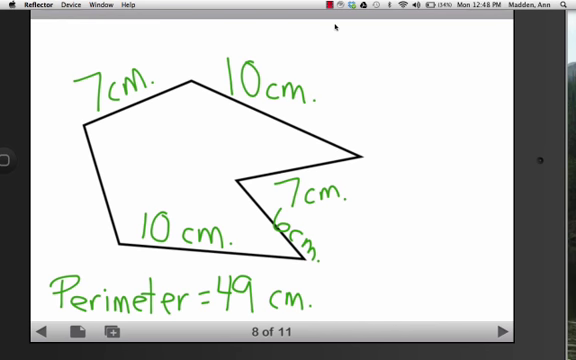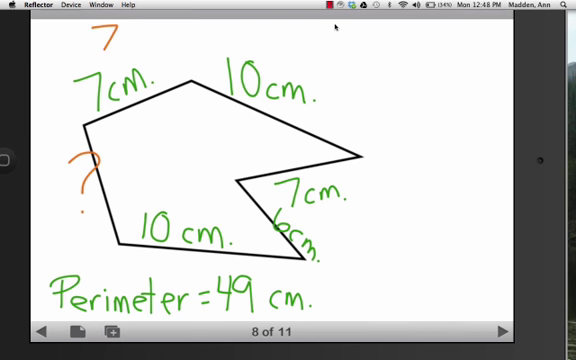Now let's take a look at this one. This has the perimeter already added for you. Do you see what is missing? This side right here is missing. You need to figure out what that side would be. How would you figure that out? Well, let's see. To find the perimeter, you need to add up all the sides, but we're missing one. So what we're going to do is we're going to find an equation.